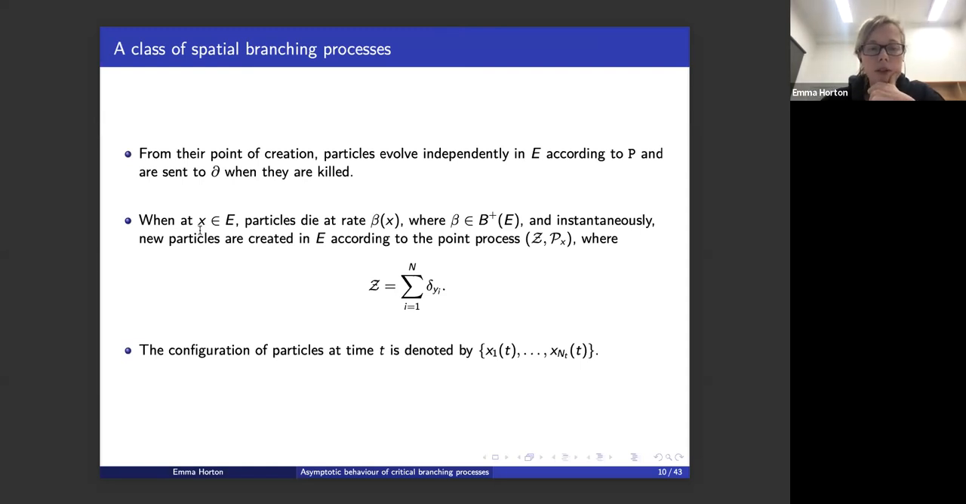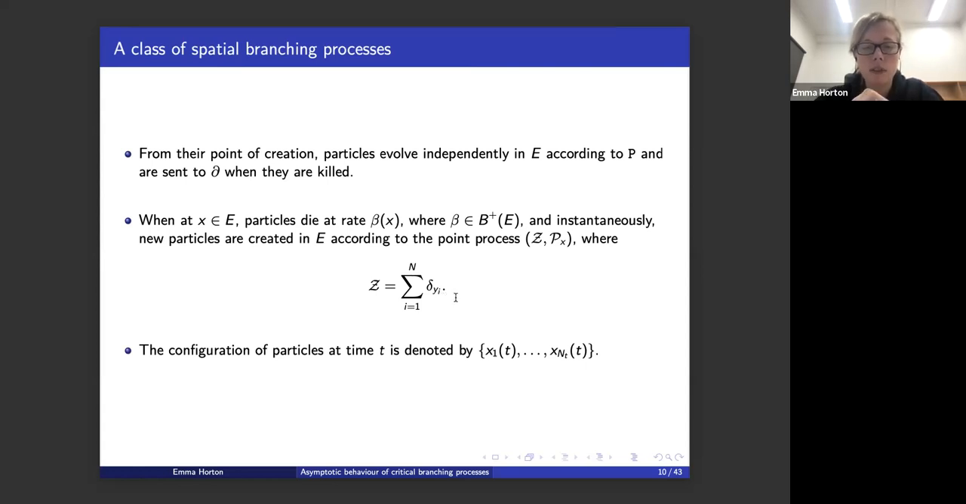And when a particle is at a position x in E, at rate beta of x, it dies and is instantaneously replaced by a random number of new particles. And the distribution of these new particles is given by a point process Z, whose law is given by this curly P of x. So we have a random number n, and their positions are y1 up to yn.